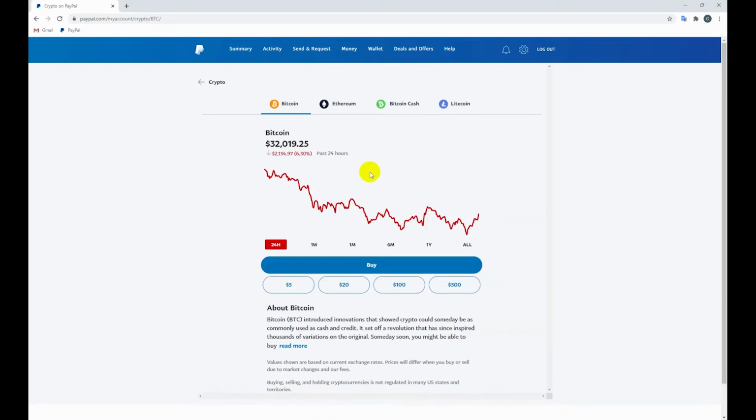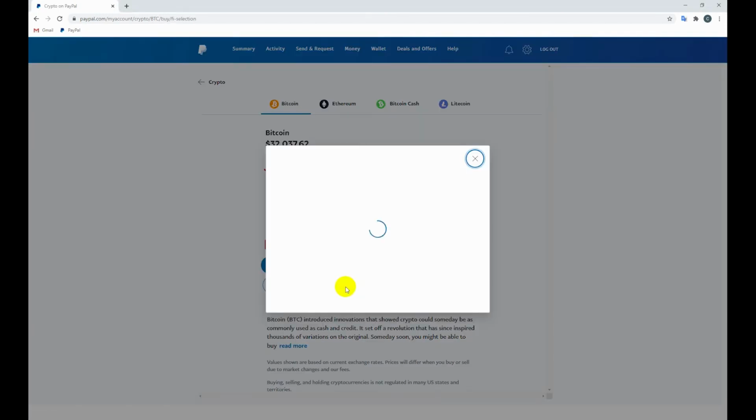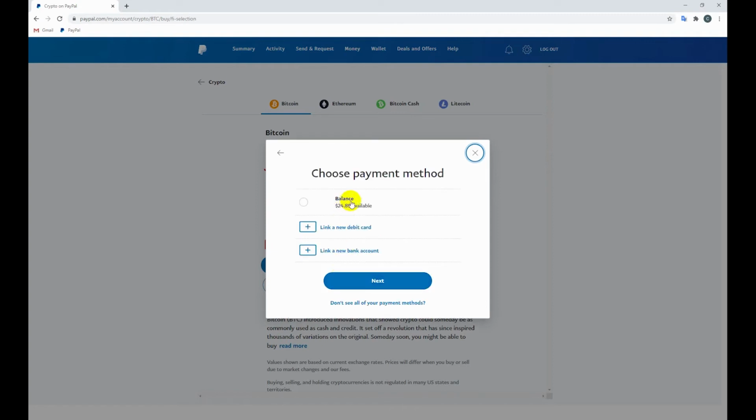Okay, the Bitcoin price is quite low now. So if I want to buy $5, $20, $100 and $500. Now I want to click $20 to buy $20 of BTC with PayPal. So now this is the payment method for buying BTC. I need to choose a payment method. Obviously it's PayPal balance, so I want to pay by PayPal balance for buying this BTC.